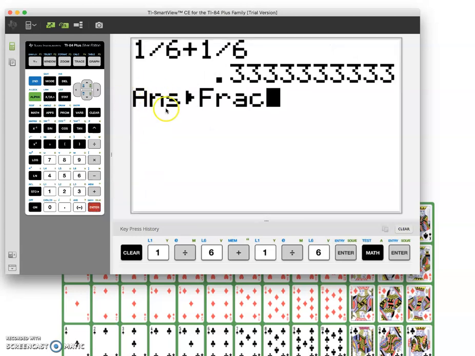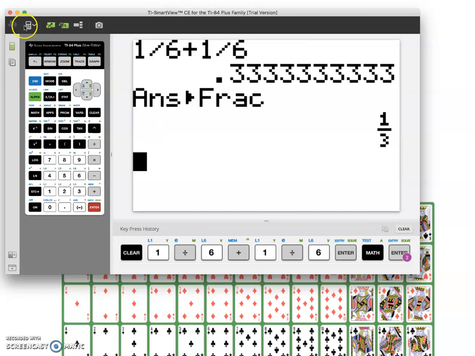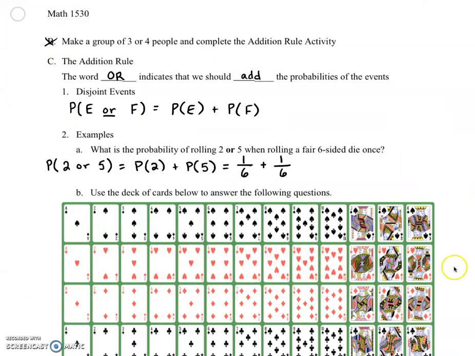Now you see it, this ANS means it's taking our previous answer and it's going to turn it into a fraction. So if we hit enter again, we get 1/3. So 1/6 plus 1/6 is 1/3. Or if it asks for it in decimals, we'll say approximately 0.333. 3 decimal places is enough.